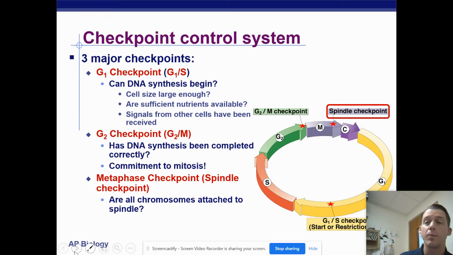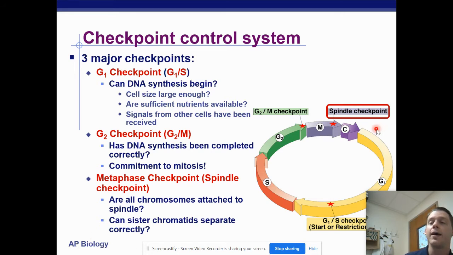So this is an important checkpoint as well. Can the sister chromatids separate correctly? That is the question the cell has to answer. So we have all of these checkpoints. So we have a stop here. This is the main stop. If everything is a go, then imagine like a traffic arm going up, allowing us to continue.